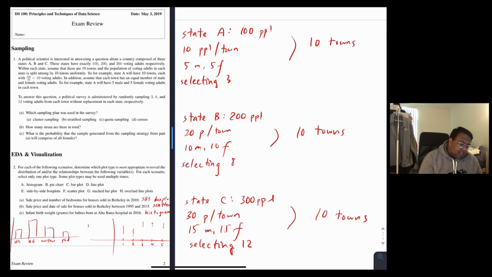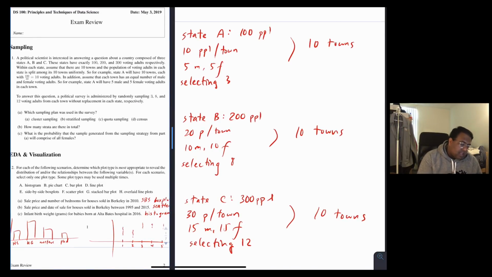So to answer first, what type of sampling plan is this? This is stratified sampling, where the strata are the towns. We're dividing our country into 3 states, and then dividing those states into towns, and we're doing a simple random sample within every single town. B, how many strata are there? There's 30, because there's 3 states, 10 towns per state, and we're sampling from every single town in the country.